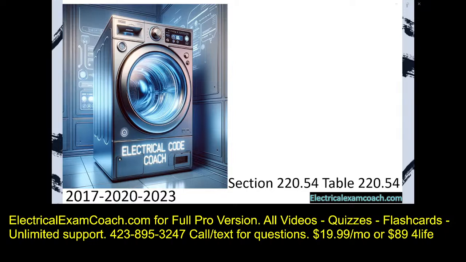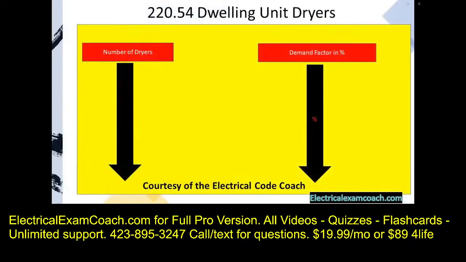And today we're going to be diving into dryer load calculations. We're going to be in section 220.54 and looking at table 220.54. Let's head there now. When we get to table 220.54, we're always going to read our black bold heading to make sure we're in the right table. Great, I feel like we are.